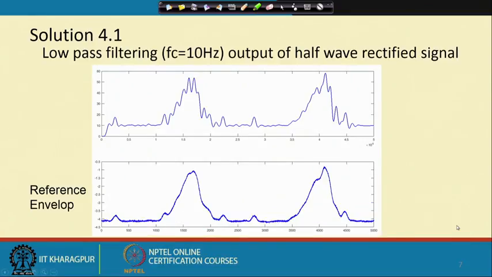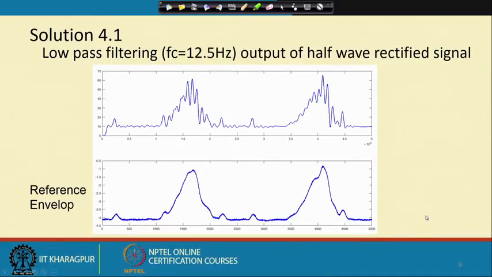So here we can see it more clearly. For the low pass filtering at 10 Hertz cutoff frequency, the output of the half wave rectifier is shown with respect to the reference. Okay. Next, we change the cutoff frequency. The cutoff frequency is increased, and it has been taken to 12.5.